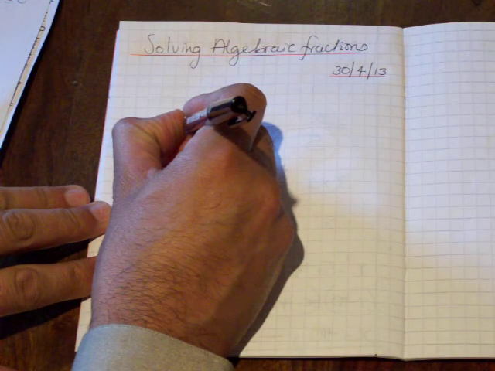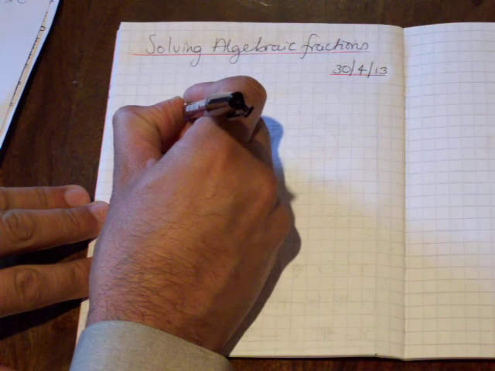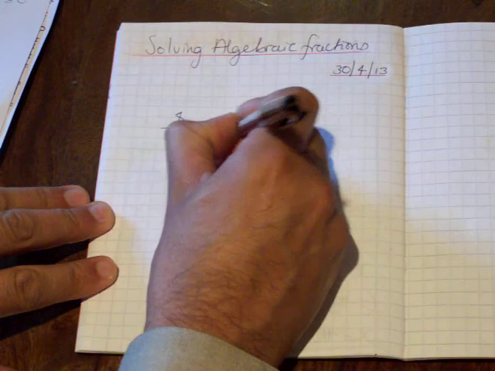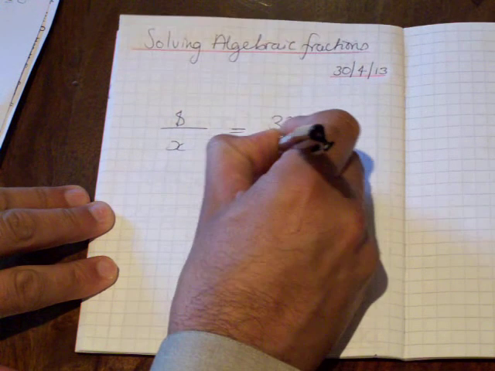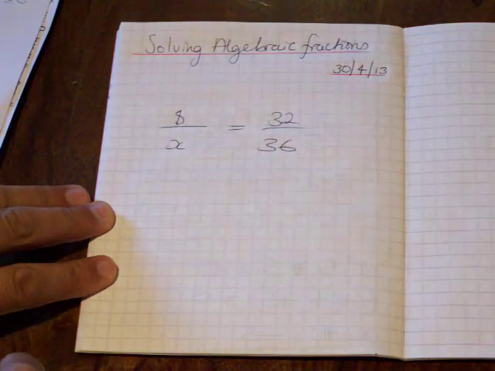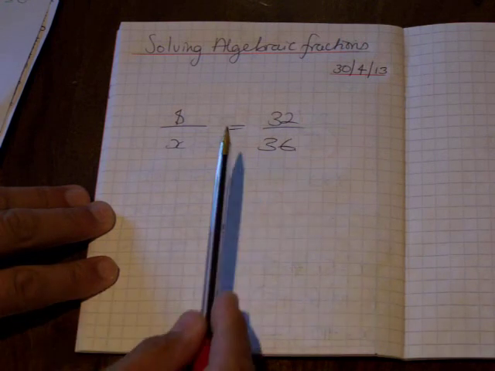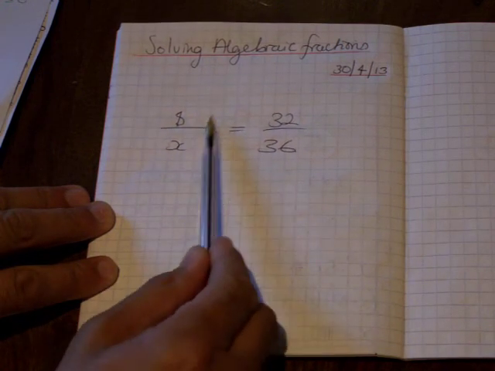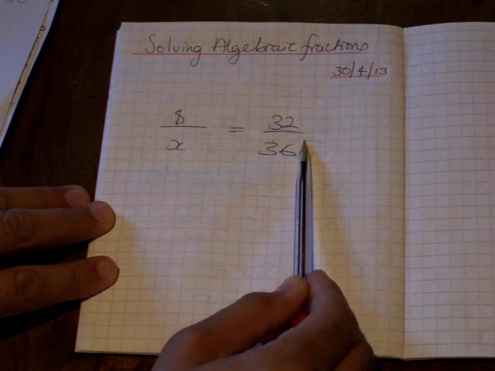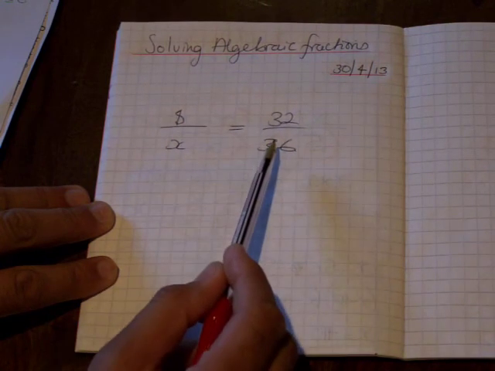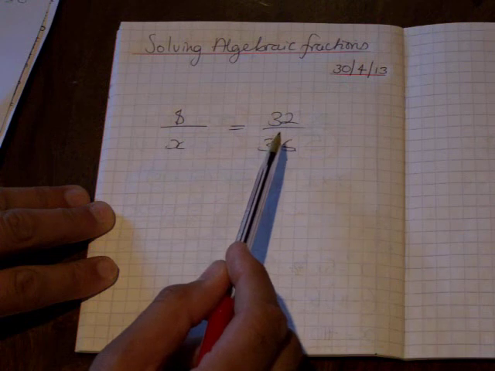We had first of all 8 over x is equal to 32 over 36. Now, if you look at this question, we have a fraction here equal to another fraction over here. So this gives us quite a nice situation where we can use the technique of cross multiplying.